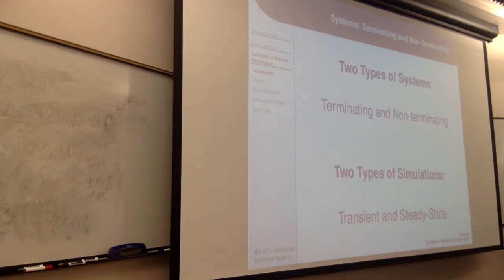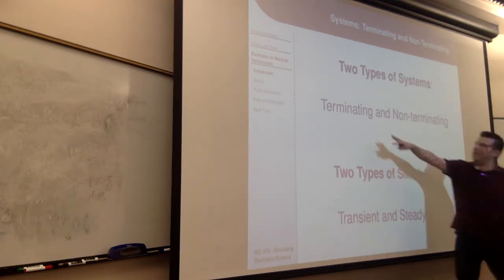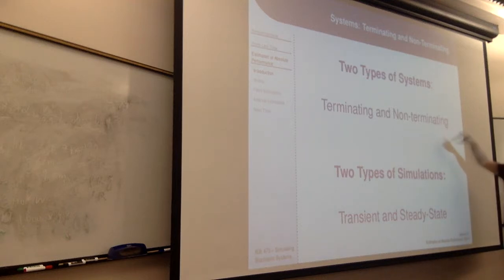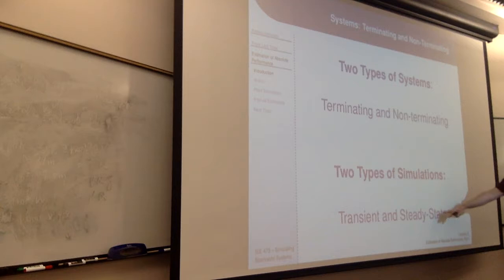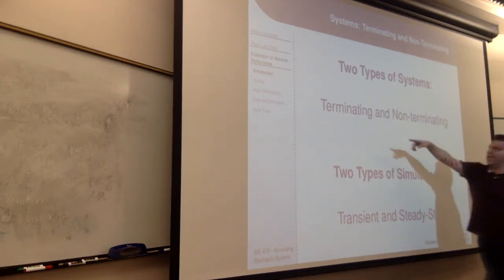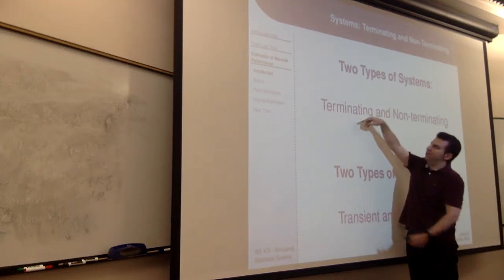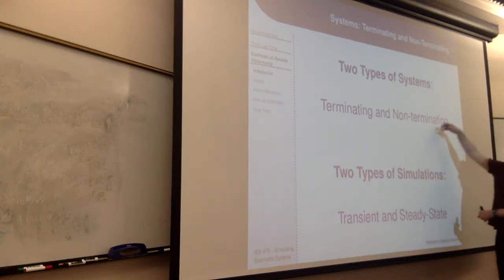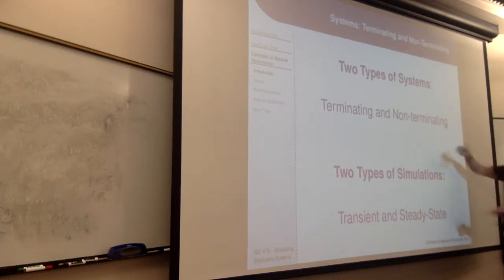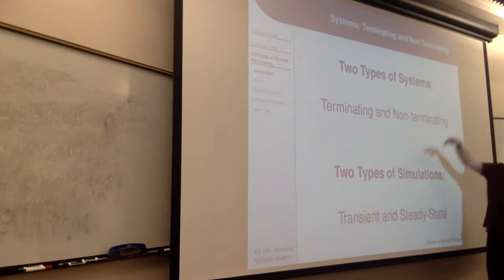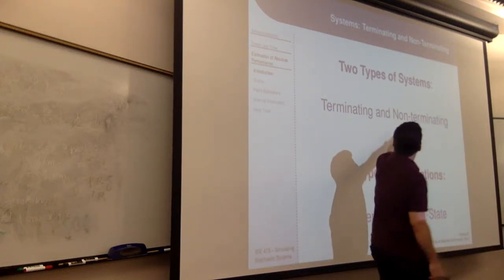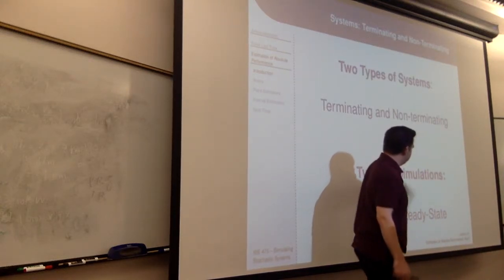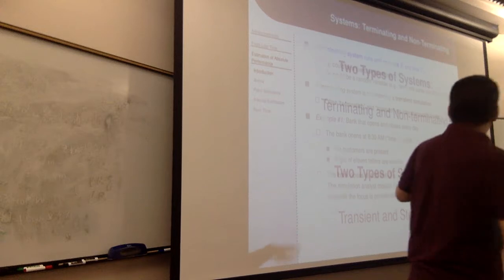So the two types of sims that you work with are terminating and non-terminating, or those are two types of systems, and we simulate them with transient and steady state. I'm okay with you equating these two, terminating and transient, and non-terminating and steady state, and swapping them and using one for the other. Sometimes you might refer to a steady state system, but formally, a non-terminating system is simulated by a steady state simulation. Let's see what I mean by that.